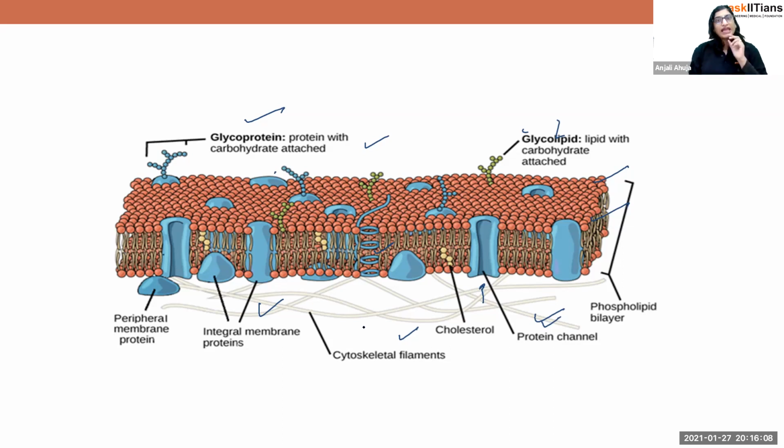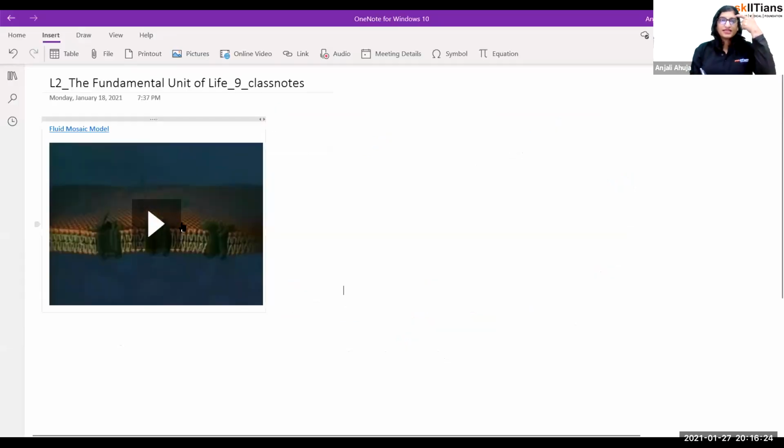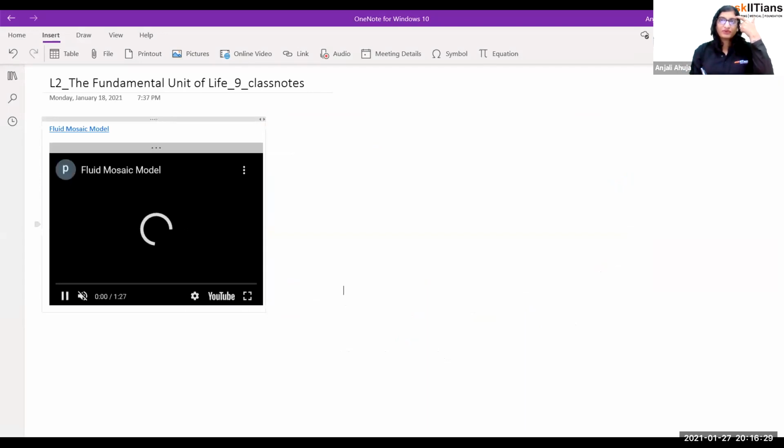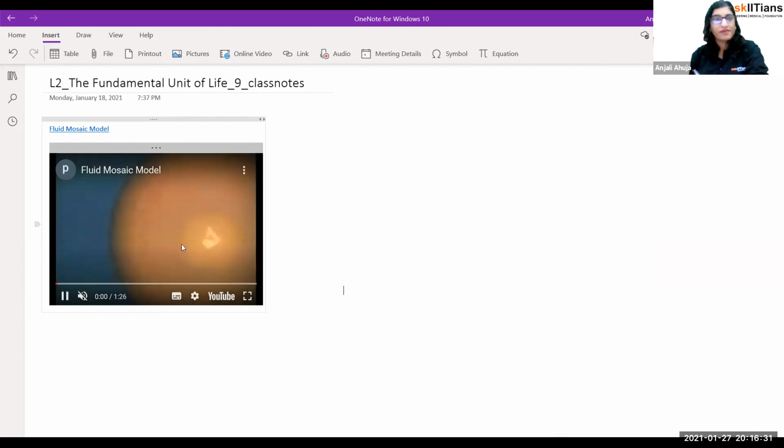Is that clear? Now, as I mentioned, the fluid and mosaic model property, let me show you that video. You will understand it in an even better way. I have opened my OneNote. Yes, here it is. You can see. So guys, in this video, they have explained the fluid property. Look at this.